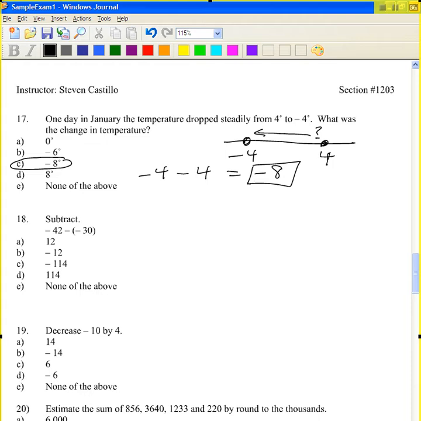Let me do problem 18, subtract. 42 minus a negative 30 is the same as negative 42 plus 30. And so 42 minus 30 is 12. Negative 42 is larger than 30, and so the sign of the larger is negative. So my answer is a negative 12.